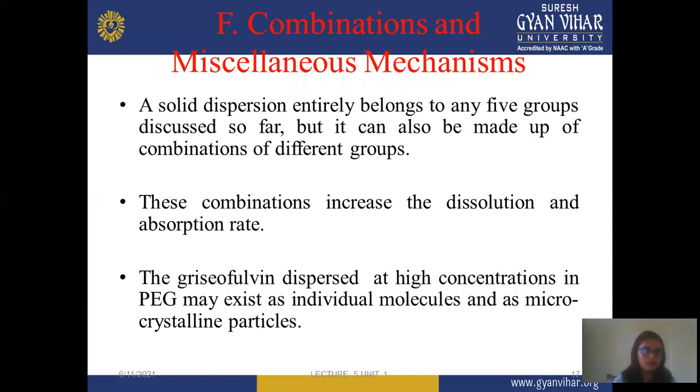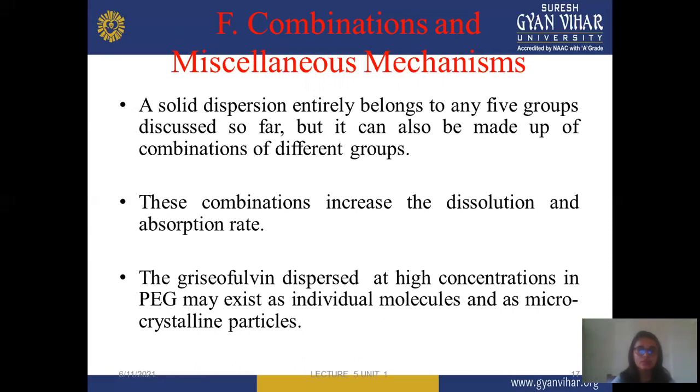Next, F is combination and miscellaneous method. In this combination and miscellaneous method, a solid dispersion entity belongs to any of the 5 groups discussed so far, but it can also be made of a combination of different groups. And these combinations increase the dissolution and absorption rate.